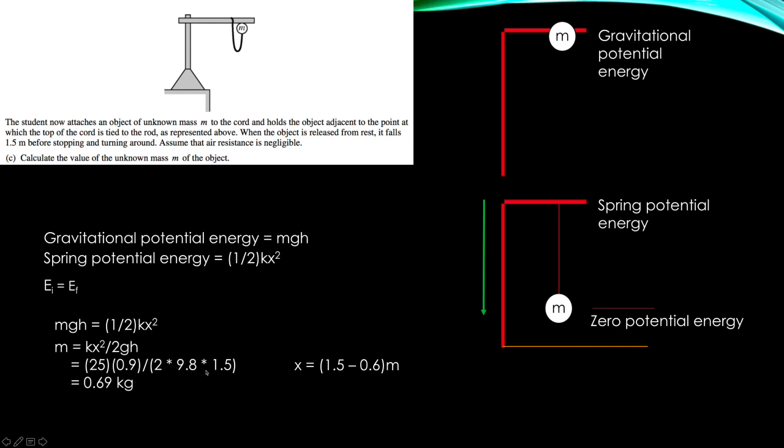And then we're dividing by 2, and g is just 9.8. And then h is the change in height. It's how much this object is falling, as I said earlier. It's 1.5 meters. And if we calculate that out, we'll get 0.69 kilograms.